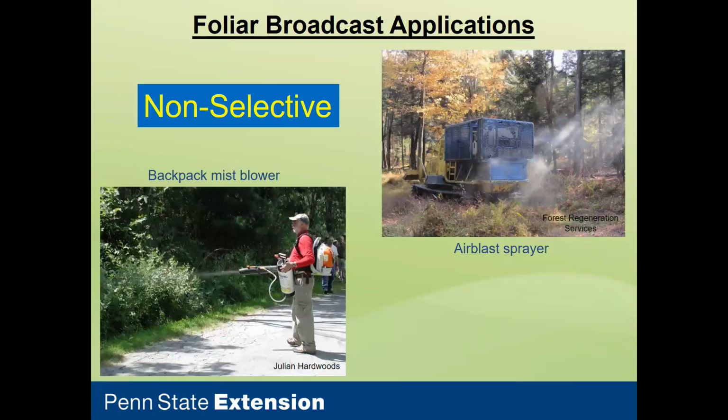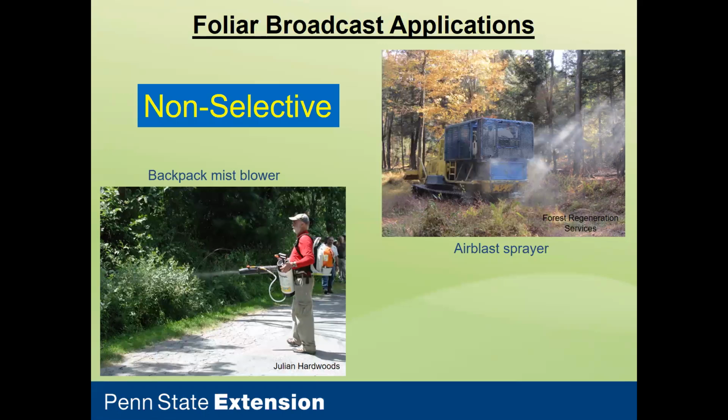Versus something like this where we're doing broadcast applications. So these are using mist blowers or air blast sprayers mounted on a track machine like you see up there. That's a KMC track machine that Forest Regeneration Services uses. And you can see the mist that's coming out there, or a backpack mist blower. This is a fella out of the area that I work in here that actually carries a tank on his front to kind of balance the weight from the machine, which is actually a modified leaf blower that he uses, and he injects the spray right into the end of the leaf blower.